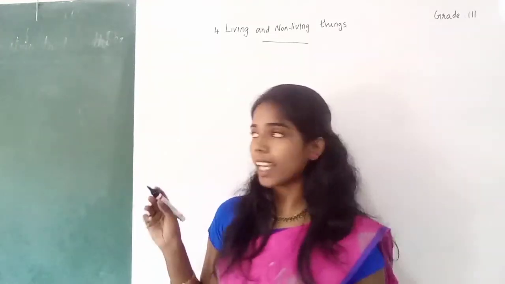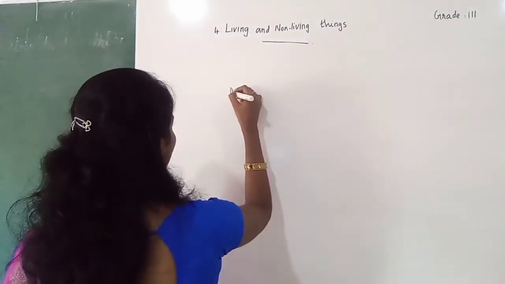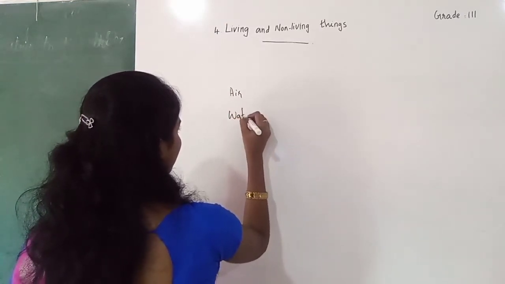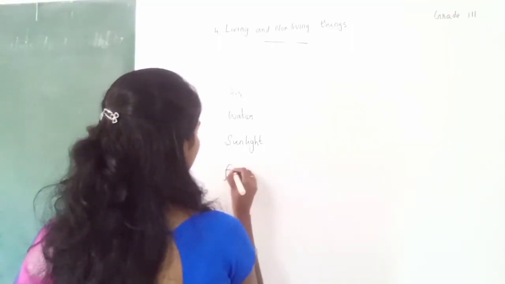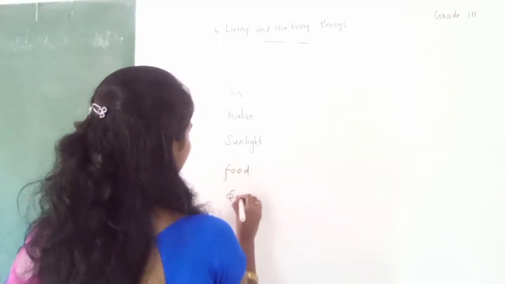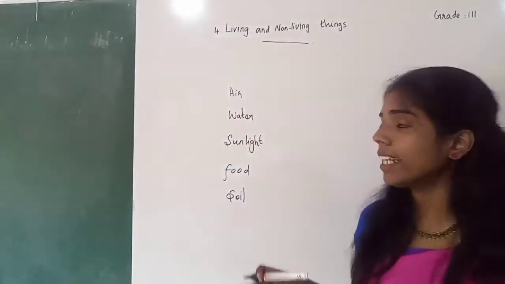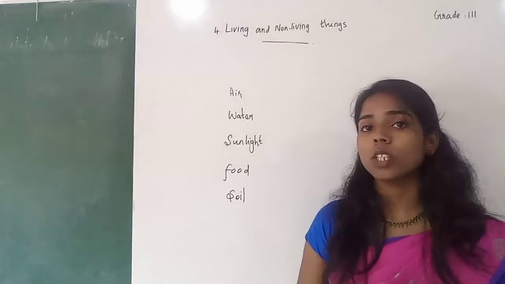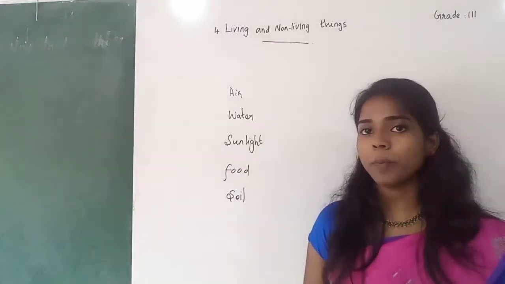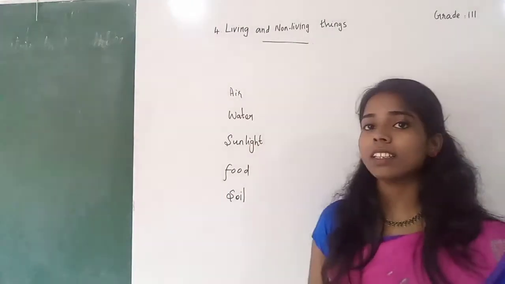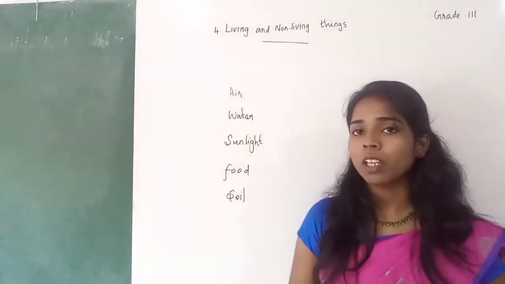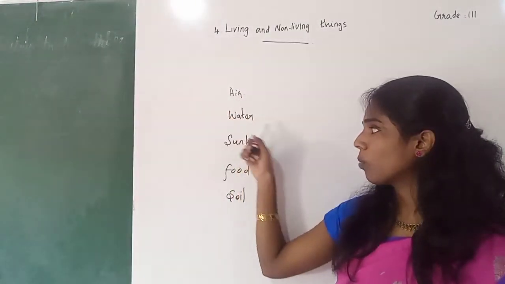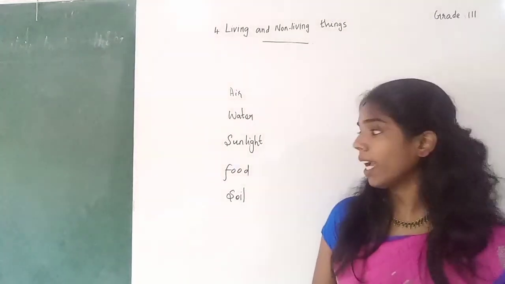Okay? Do you understand? So all the living things need air, water, sunlight, food, and soil. Okay? So without these things, the living things cannot live. Living things cannot survive without these things.